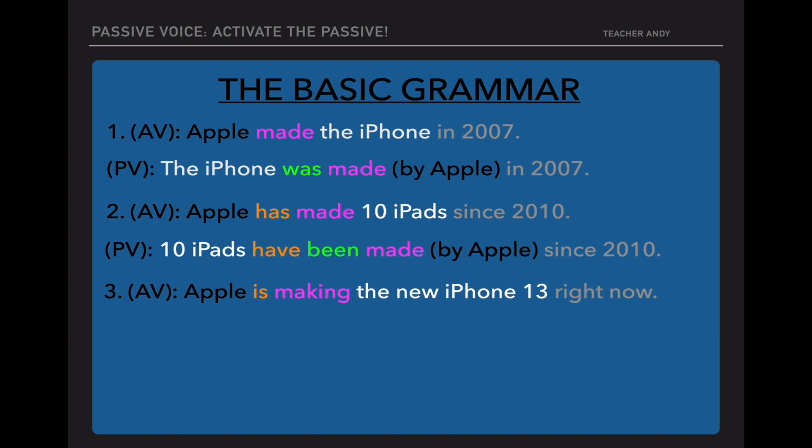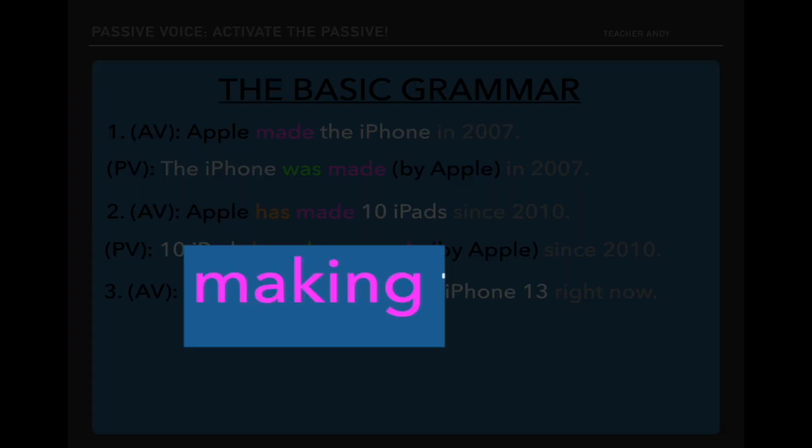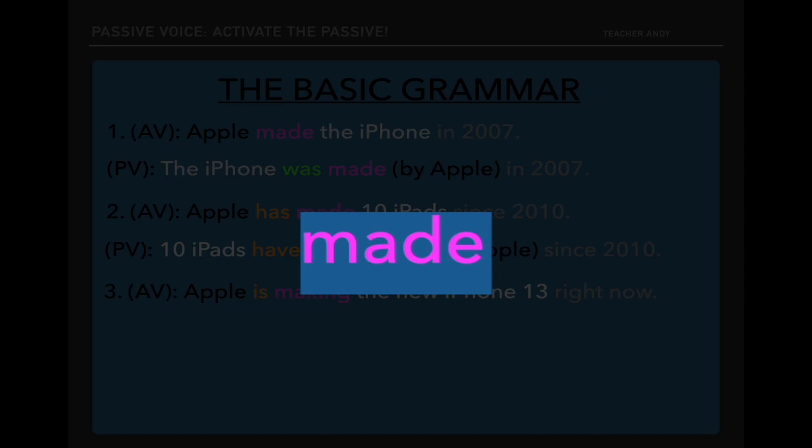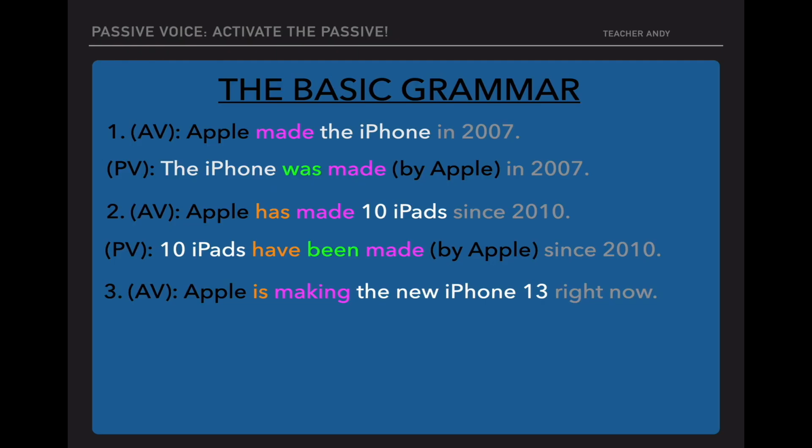So again, if the auxiliary is the verb to be, then we also have to use the verb to be, and it's is making. So we have to use the verb to be in the progressive, being, ing. And then what is the other thing we always have to use? We always have to use the past participle. How did we use it before? It was made in the color purple. So how do you transform it into passive voice? You go ahead and say, the new iPhone 13 is being made by Apple right now.